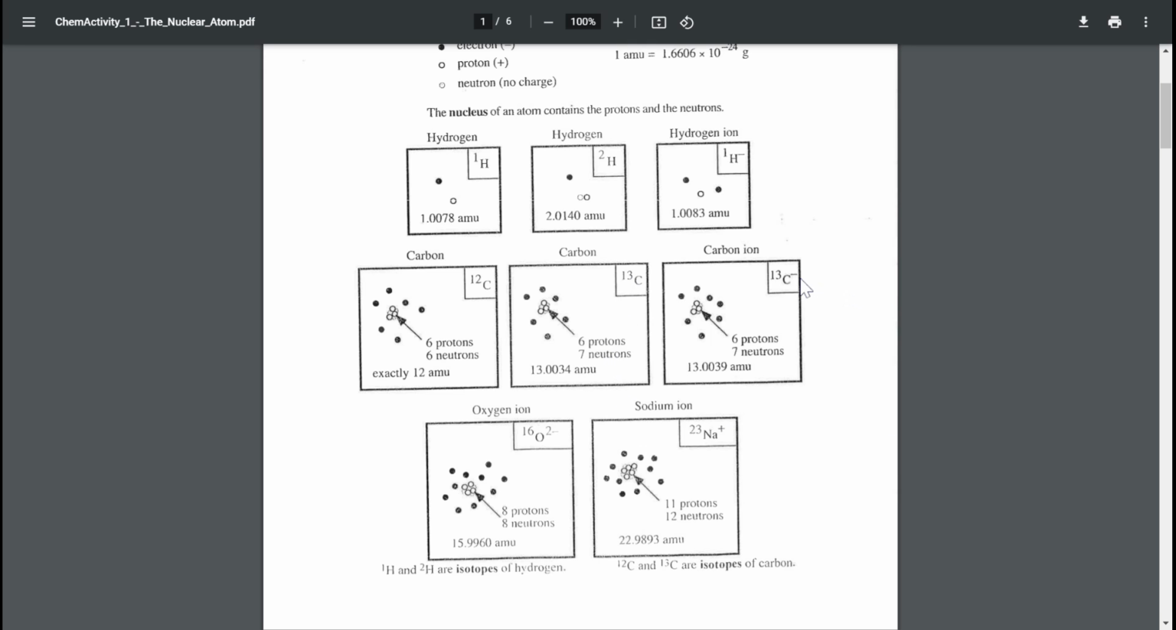And with the negative notation there, we have an ion, and you're going to see that you have 7 electrons instead of 6 electrons. Protons are positive and electrons are negative. And if we have one more electron than we have protons, we're going to have a negative notation here.